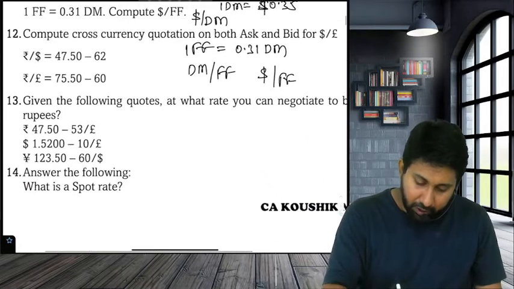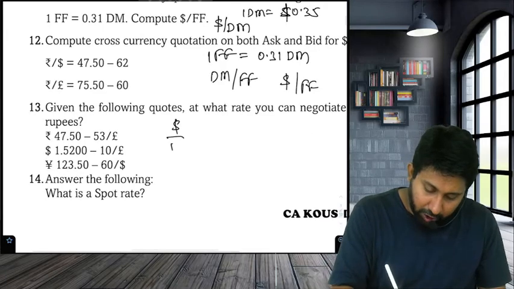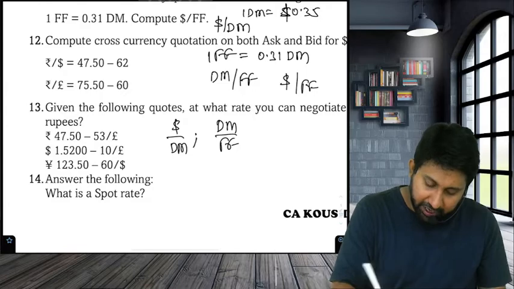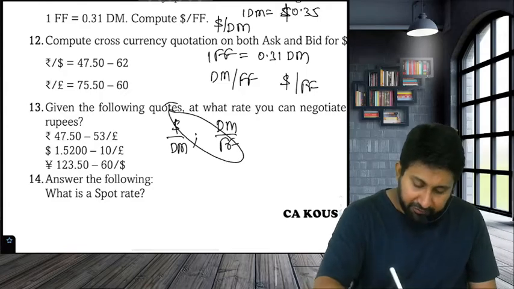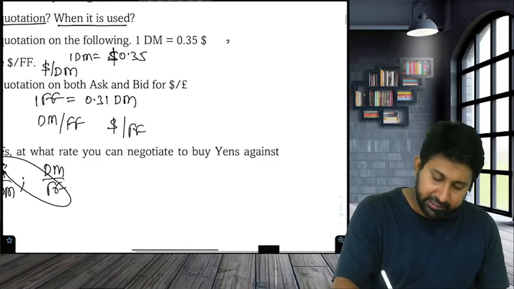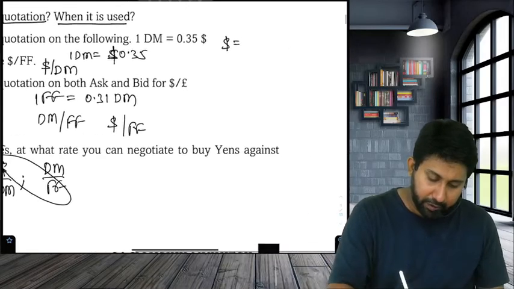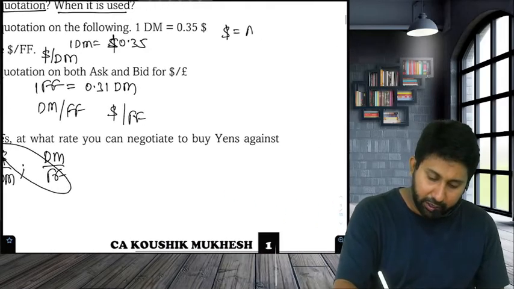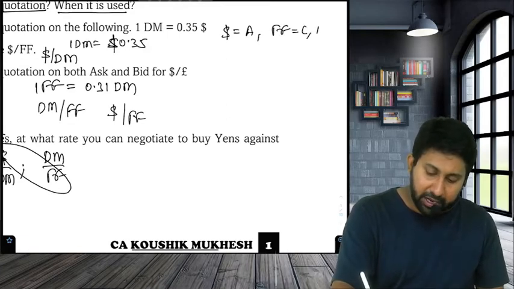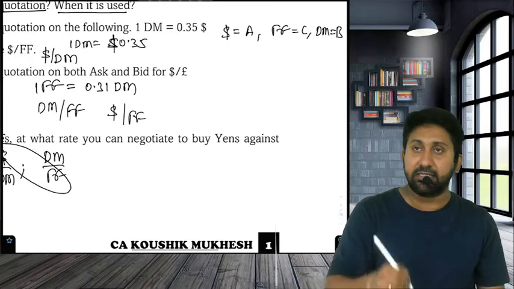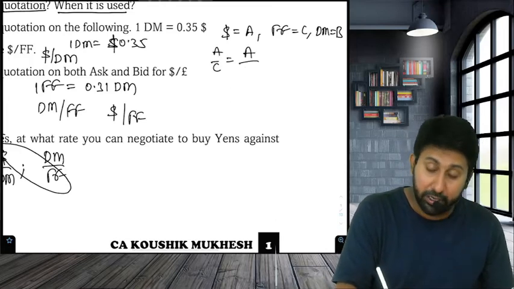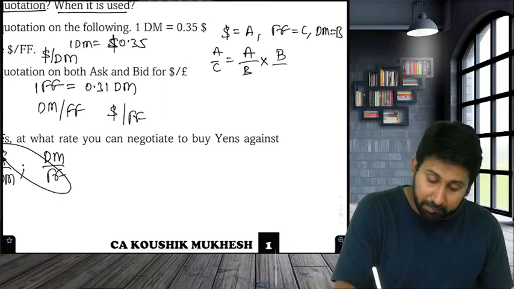Now I will write like this: dollar by DM traded, DM by FF traded. I want dollar and FF. Can I calculate or not? Okay, first notate the currencies. I want dollar by FF. Dollar equal to A, FF equal to C. Common currency DM will be the base currency B. Now tell me, A by C equal to A by B into B by C.